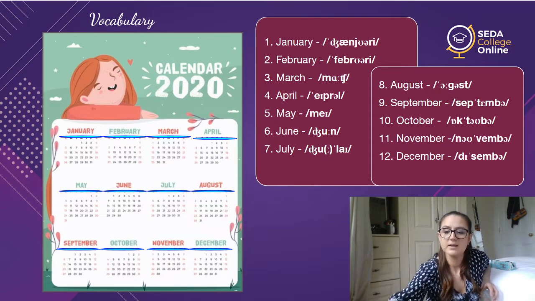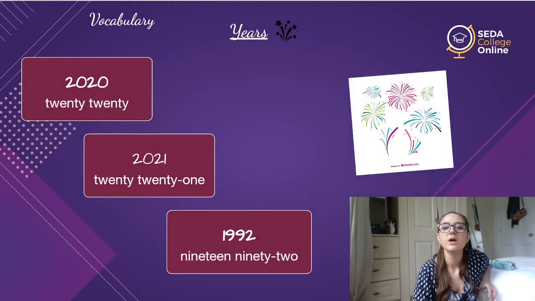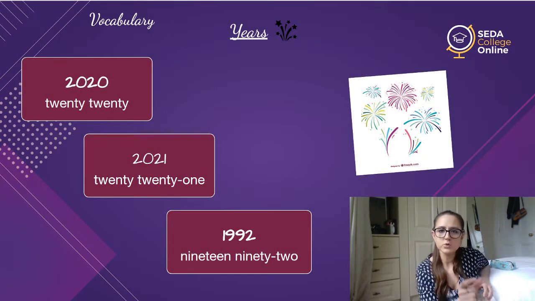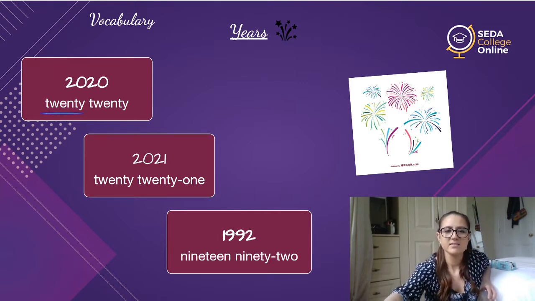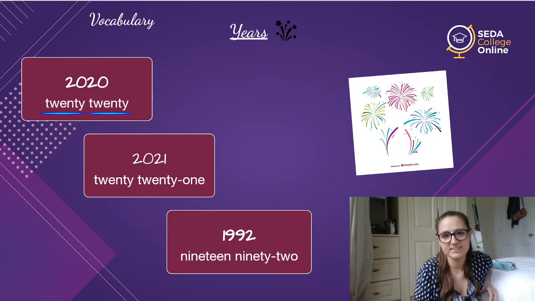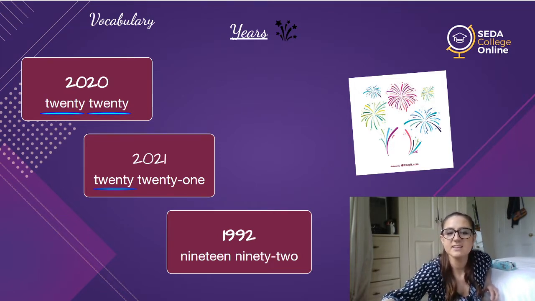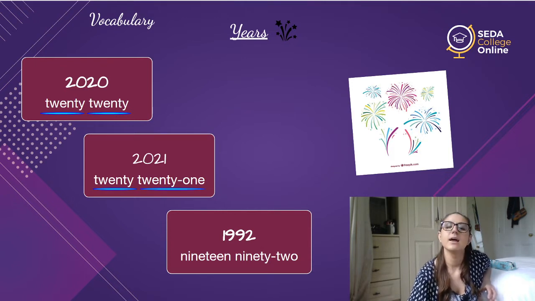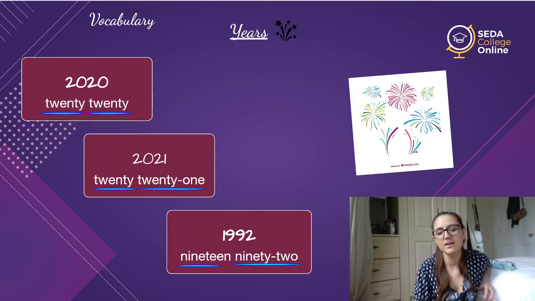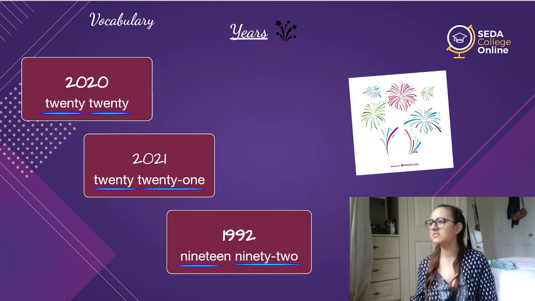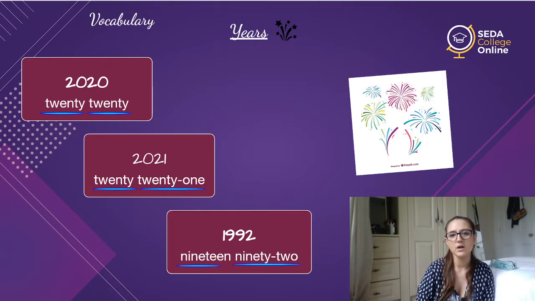And next one, our years, my friends. So we read the years two by two. For example, 2020, right? The year we are at, 2020. We have 2021, and the year of my birthday, the year I was born, 1992. Two by two. So you can say any year now that you want. 2020, 2021, 1992.